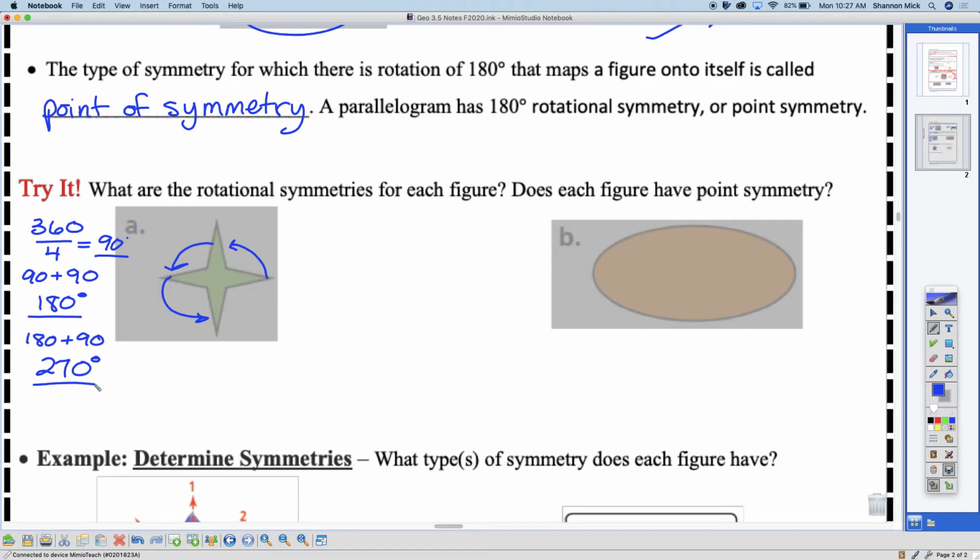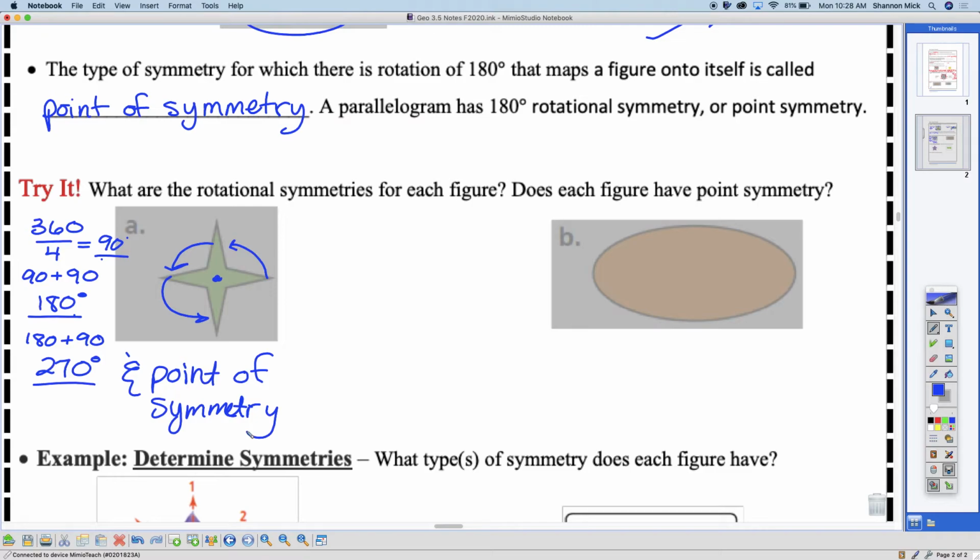Does it have a point of symmetry? Is this about the middle? Yes. So it's 90, 180, 270, and point of symmetry. So there's 4 answers there: 90, 180, 270, and what?